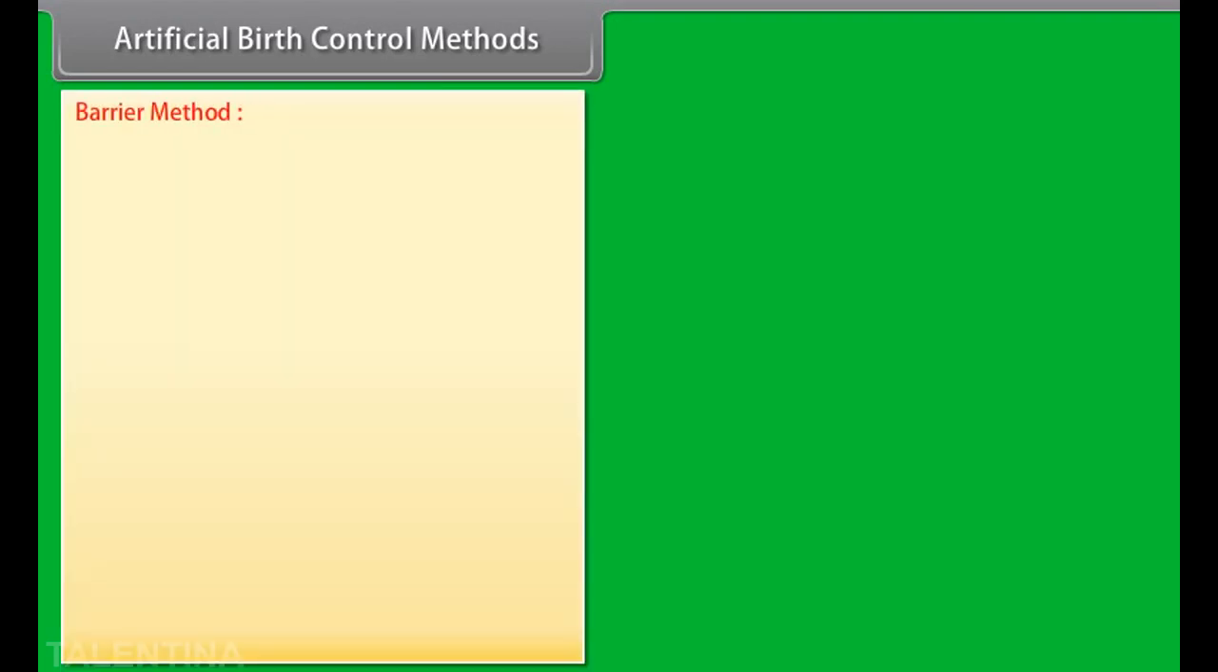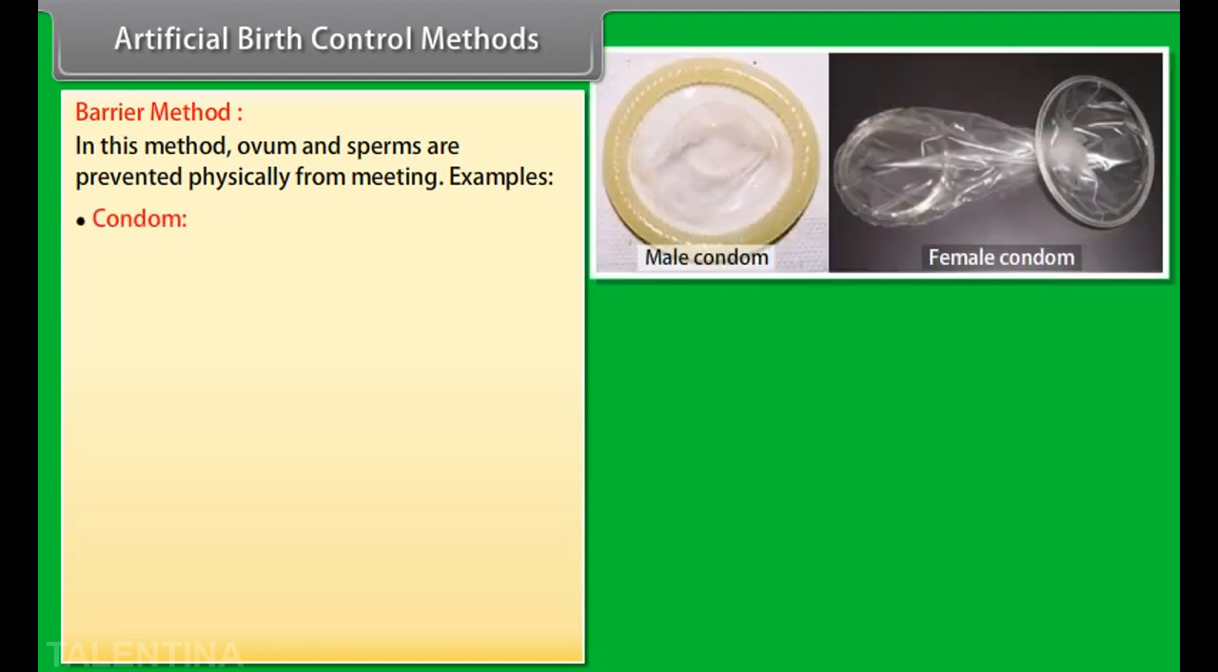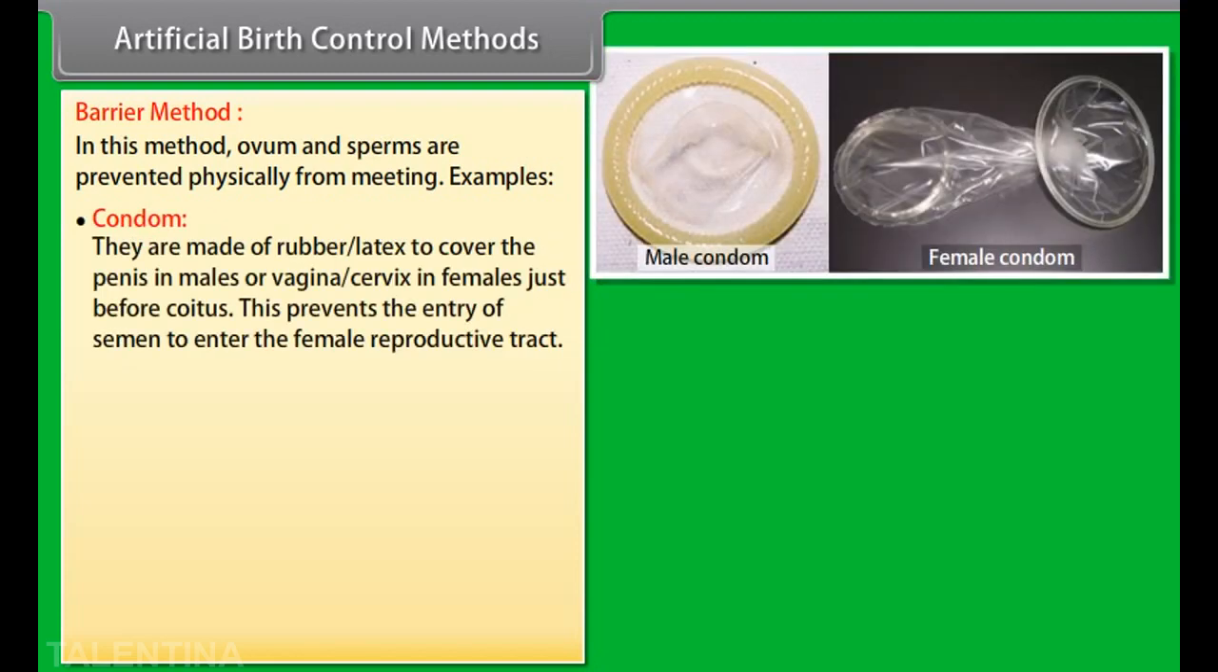Barrier method. In this method, ovum and sperms are prevented physically from meeting. Examples: condom. They are made of rubber or latex to cover the penis in males or vagina or cervix in females just before coitus. This prevents semen from entering the female reproductive tract.